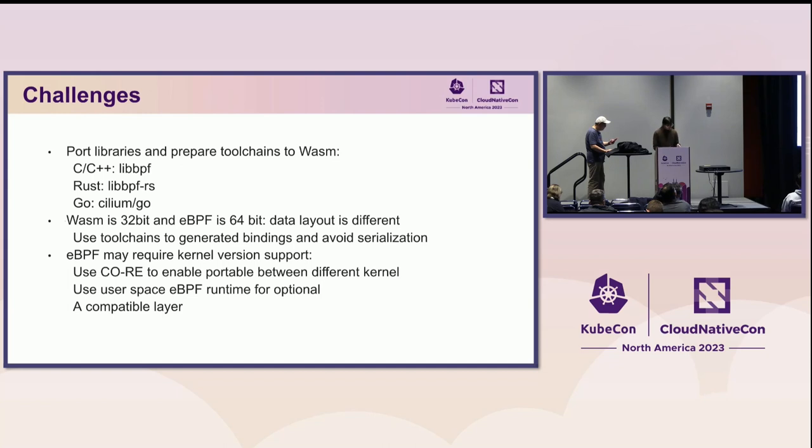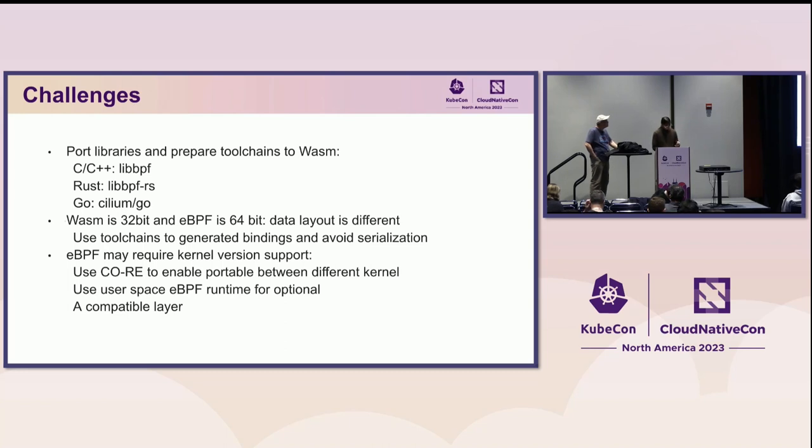We have overcome some challenges before we could fully use eBPF capability within WebAssembly or Kubernetes. First, we have libraries for C, C++, Rust, and Go, each enabling eBPF interactions in their respective languages. We need to transfer these libraries to the WebAssembly version to enable developing eBPF programs in these languages with WebAssembly. Another challenge is the data layout. WebAssembly is 32 bits and eBPF is 64 bits. The data layout is different, so we use a toolchain to generate bindings and avoid serialization between them.